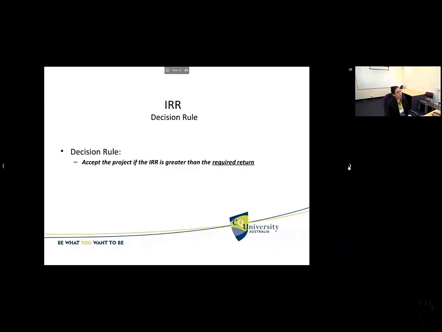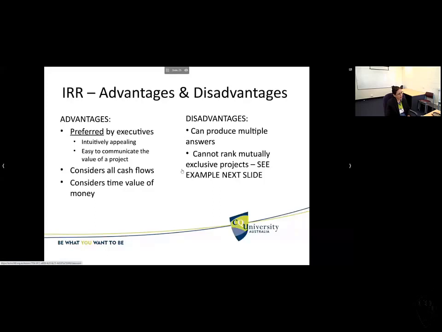So there's a number of advantages and disadvantages of IRR as well. Of course, it's intuitively appealing. Okay, we understand rates of returns. Rates of returns seem to be quite a common understanding in our society, probably because we all talk about term deposits and interest rates so often. And so we understand what a rate of return is. You know, how much interest am I going to get on my money in the bank?